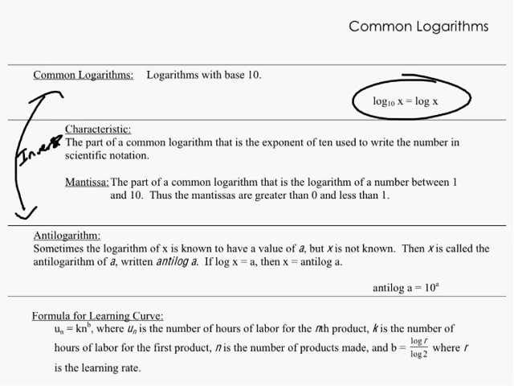Sometimes the logarithm of x is known to have a value of a, but x is not known. Then x is called the anti-logarithm of a, written anti-log a. Therefore, if common log of x equals a, then x equals anti-log of a. So to sum up, anti-log of a just means 10 to the exponent of your argument, a.